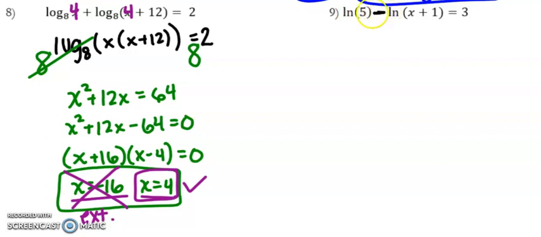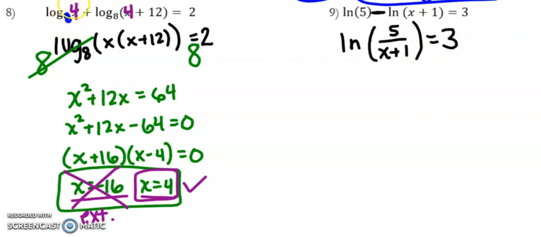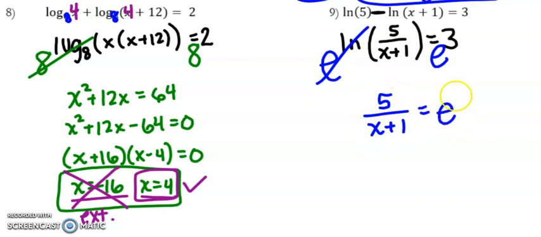All right, similar concept here. So this time I have subtraction, so I want to get things in a single logarithm. Changing subtraction into division. In order to get rid of this log, I used an exponential with a base 8. Here I'm going to use an exponential with a base of e. So my pre-calculus teacher used to tell me to e both sides. e to the third.